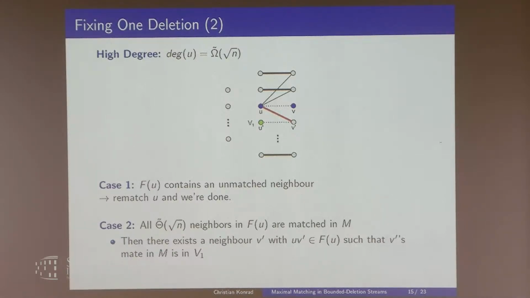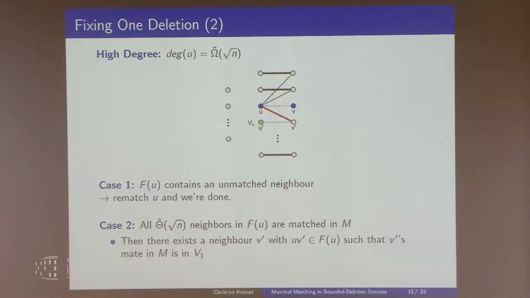So the key idea is to shift the blame of rematching from U to this vertex U prime. We eliminate the edge U prime V prime, rematch U to V prime, and now our task is to worry about U prime, to rematch this vertex. But this is easy by the observation that we had. We know the entire neighborhood.